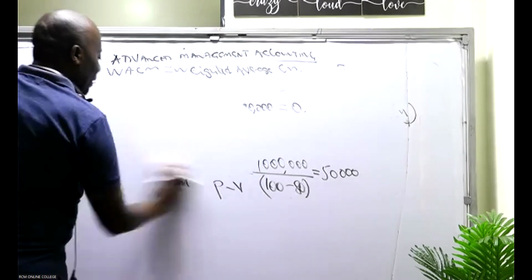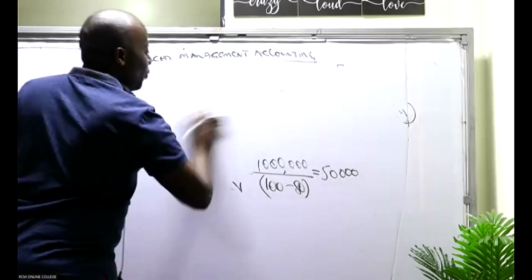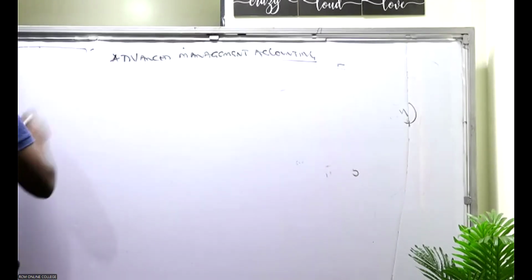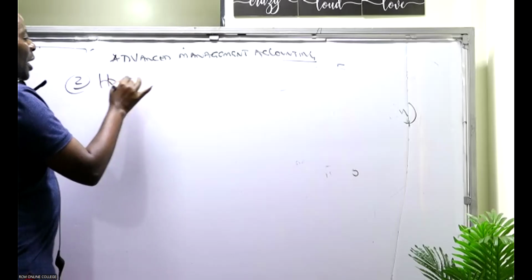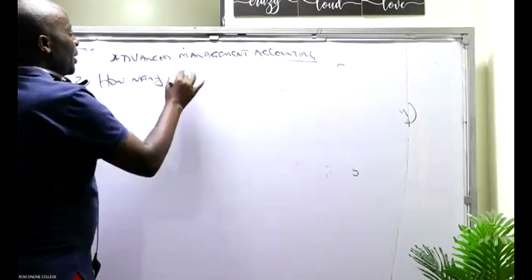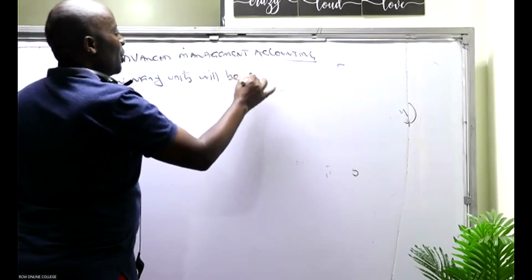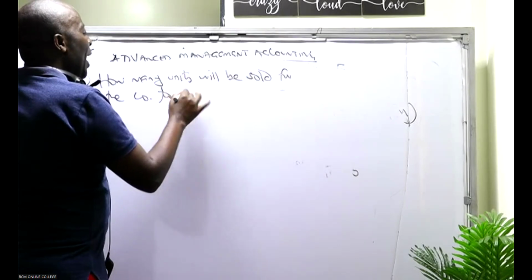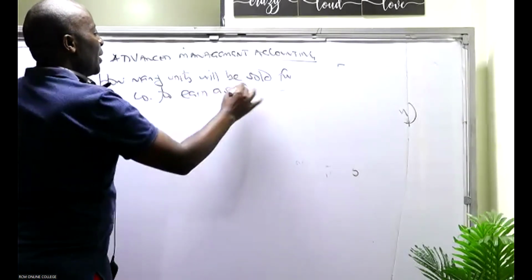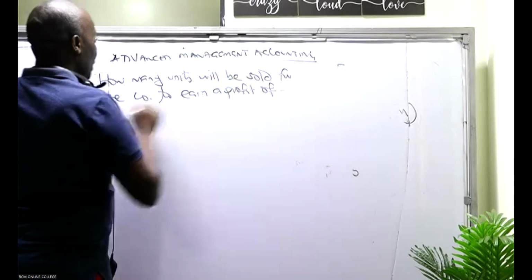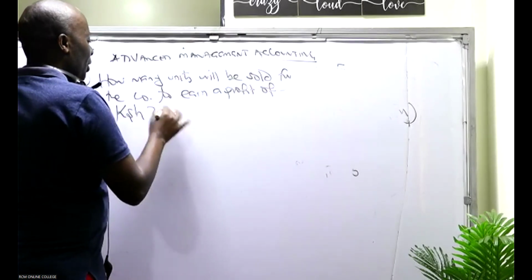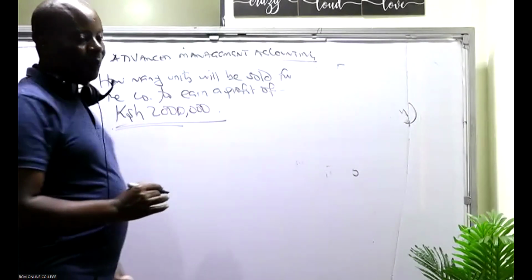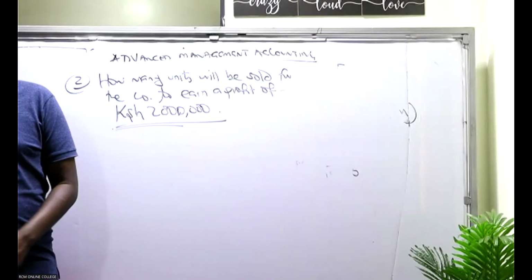The second part is: how many units will be sold for the firm to earn a profit of 2 million? Second question. How many units will be sold for the company to earn a profit of Kenya shillings 2 million? Now we are targeting some profit.